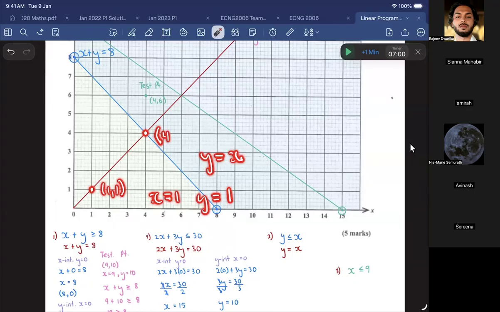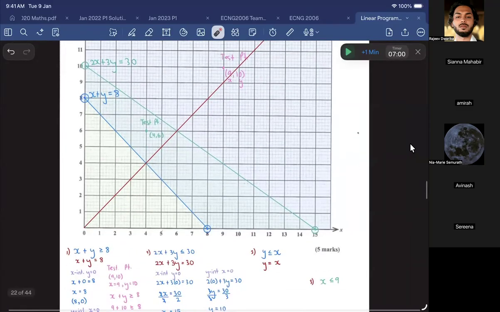4, comma 4. Right. So x is equal to what? 4. And y is equal to? 4. So both of them are equal to each other. I could say y is equal to x. Yeah? Yes, sir. Any point on this line is going to follow the relationship that y is equal to x.